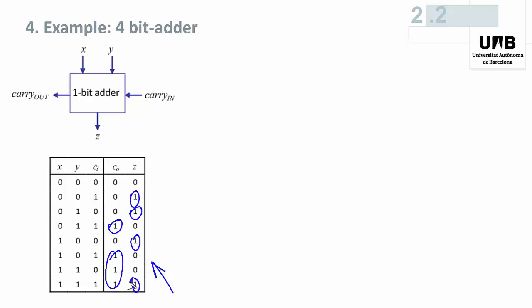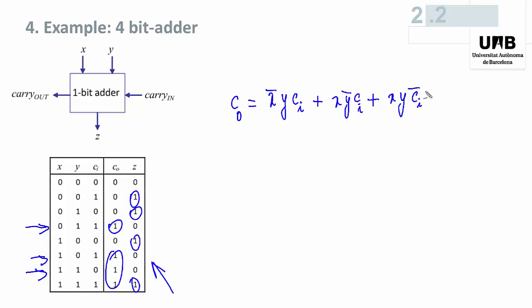have 4 minterms. C0 is equal to not X times Y times Ci, corresponding to this row, plus X not Y Ci plus X Y not Ci plus X Y Ci. But you can simplify this expression.